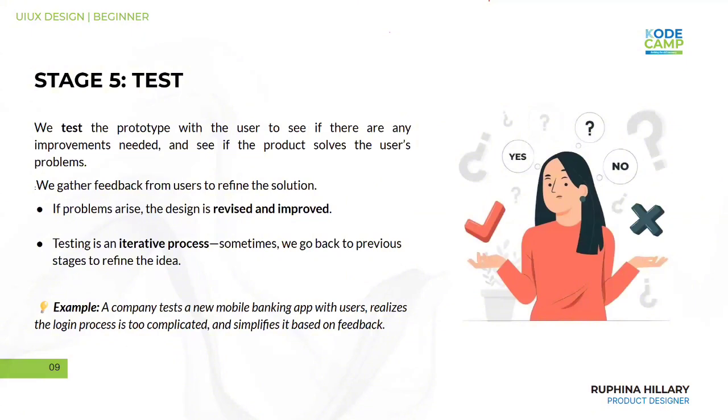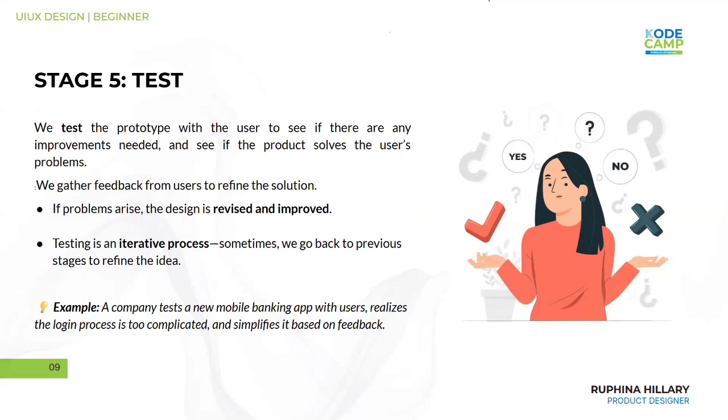Now this is the test stage. I've already talked about the test stage. We test the prototype with the user to see if there are any improvements needed and to see if the product solves the user's problems. So now, if problems arise, the design is revised and improved. It's very easy to revise and improve your design compared to revising and improving code.